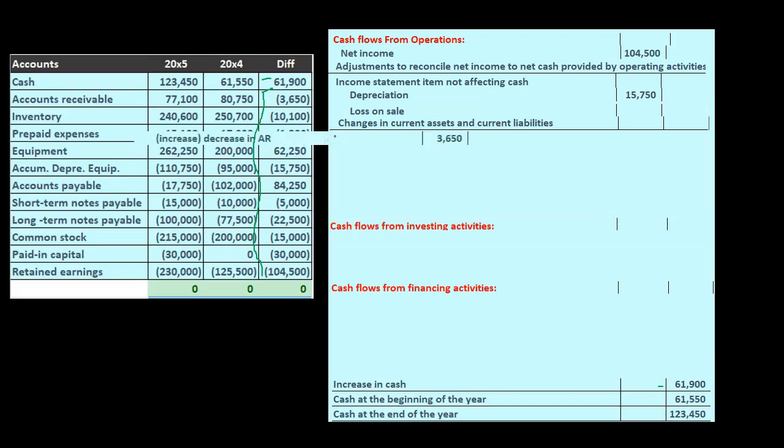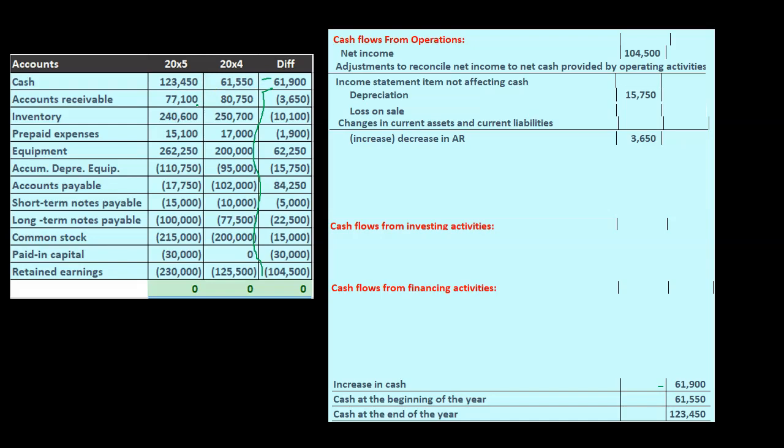So first of all, we can name it something like this. We can say increase, decrease in accounts receivable, kind of like our worksheet. At the end of the day, we're going to have to say whether it's an increase or decrease. Now we can see here from our worksheet that we went from $80,750 to $77,100. That's a decrease.